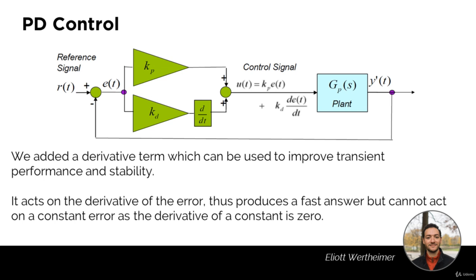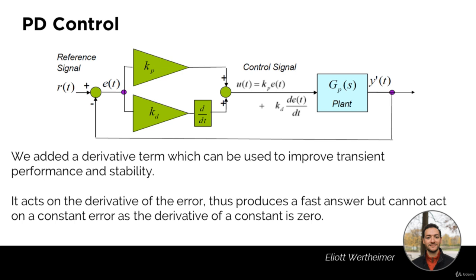And we now have another branch where the error is multiplied by a derivative gain Kd and then differentiated. So we talked about this in the previous lecture, and in Laplace transforms, a differentiation is just a multiplication by s. And this actually allows the controller to look in the future. It looks at the rate of change of the error to predict where it is going to be at the next point and try to minimize future errors.